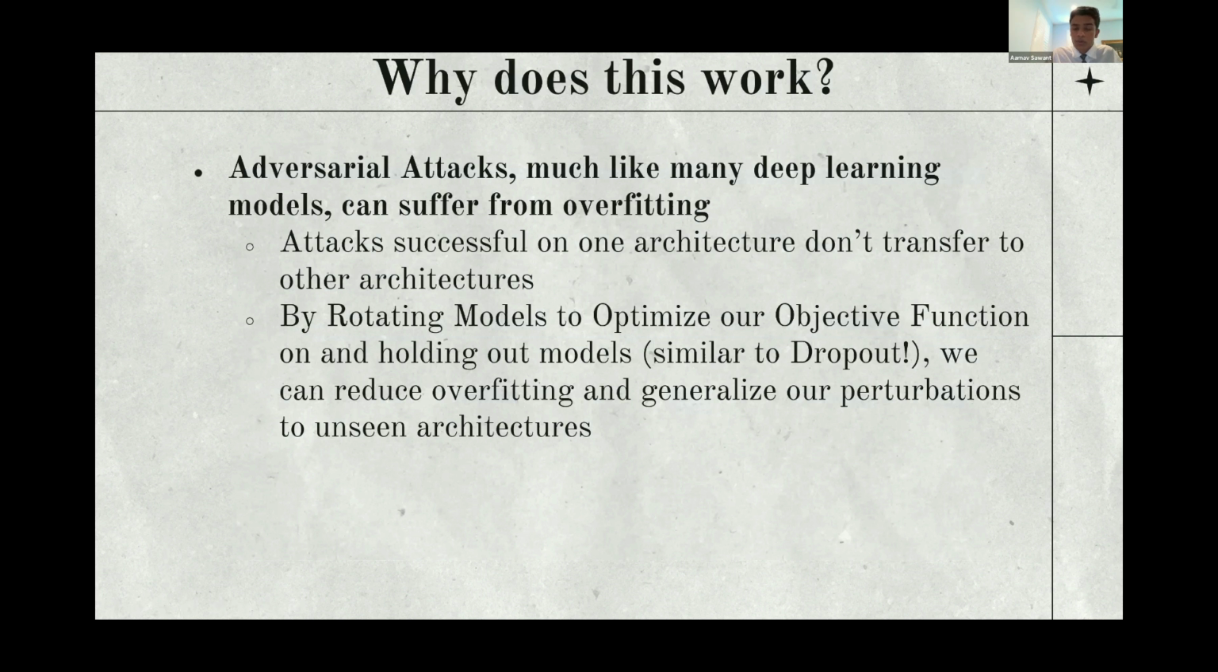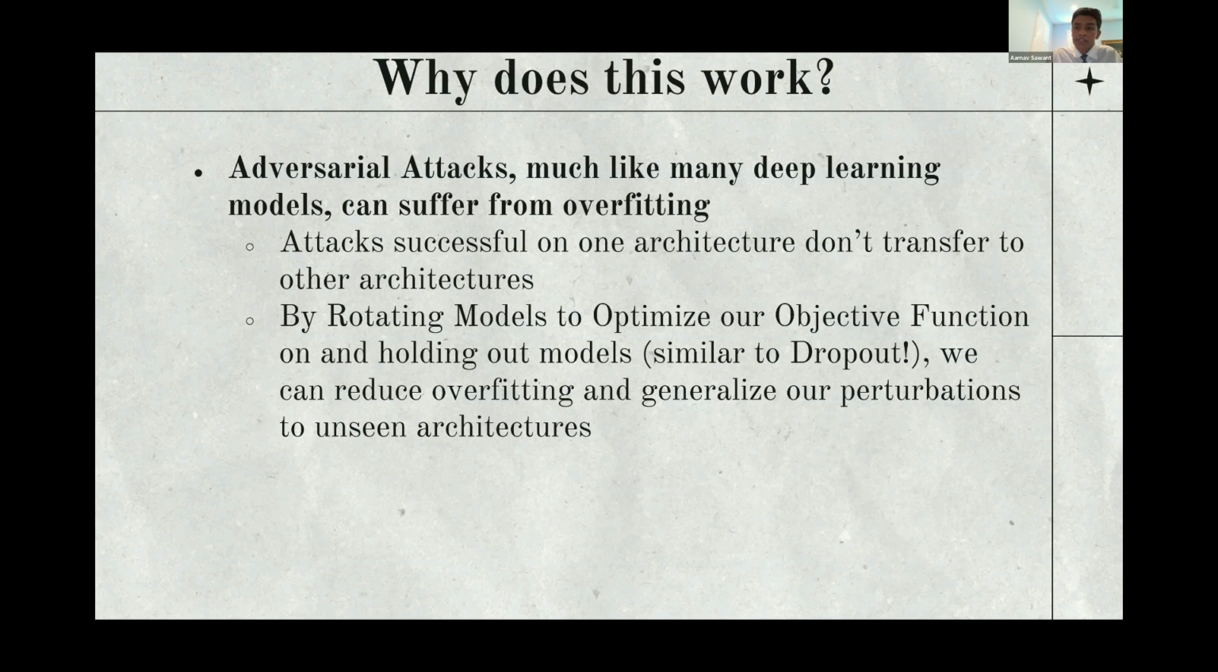So the reason why this approach actually works is that adversarial attacks, like many deep learning models, can suffer from overfitting. Basically, an attack that is successful on one architecture doesn't transfer well to other architectures. So by rotating our models to optimize our objective function, and by holding out models, this is similar to the concept of dropout, we can reduce overfitting and generalize perturbations to unseen architectures.